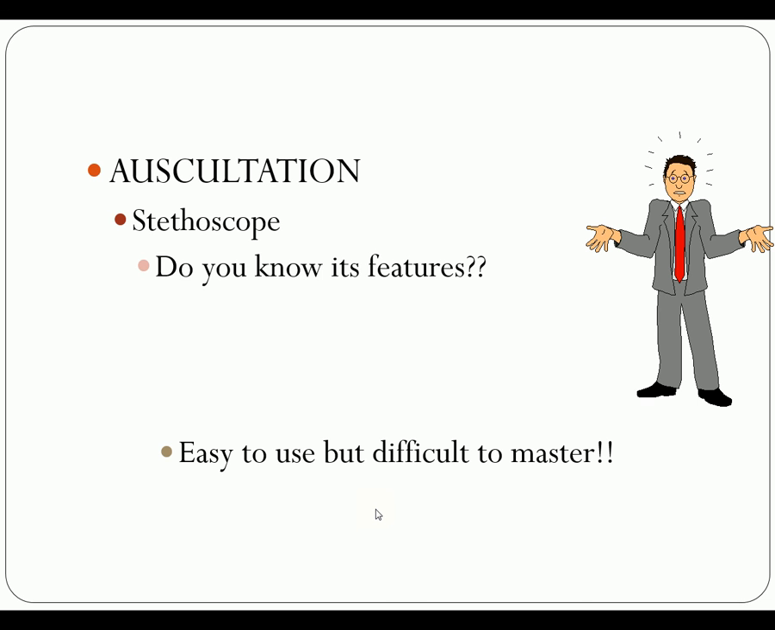So auscultation, when we get into auscultation, listening to sounds produced by the body, our stethoscope becomes our best friend. And do you know its features? It should be about 12 to 18 inches long.